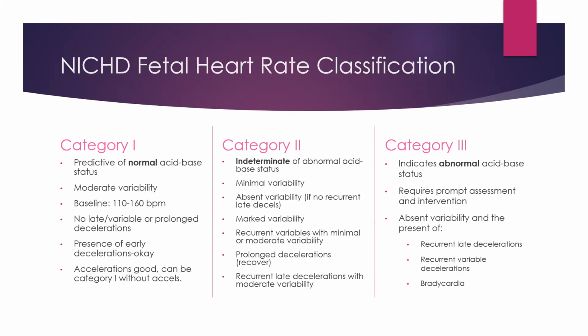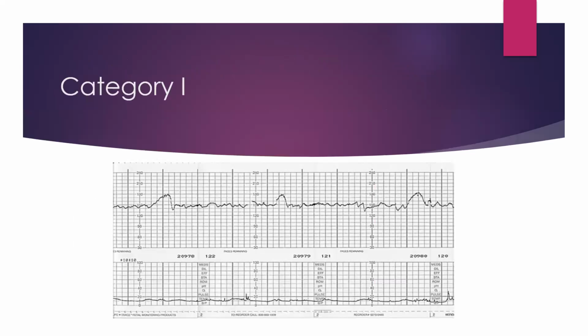Now, category 3 is very scary and absolutely needs to be addressed. It indicates abnormal acid-base status, so we can almost guarantee that this baby will come out acidotic. This requires prompt assessment and intervention. Category 3 includes absent variability and the presence of recurrent late decelerations, recurrent variable decelerations, and bradycardia. So that would be a prolonged decel that does not resolve.